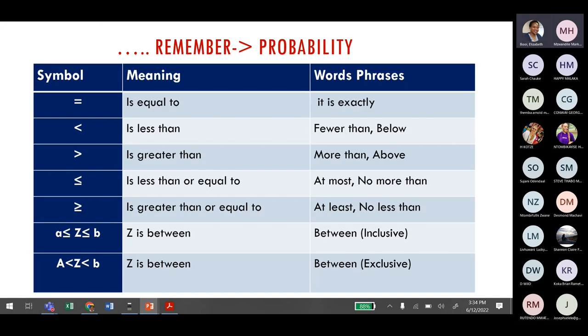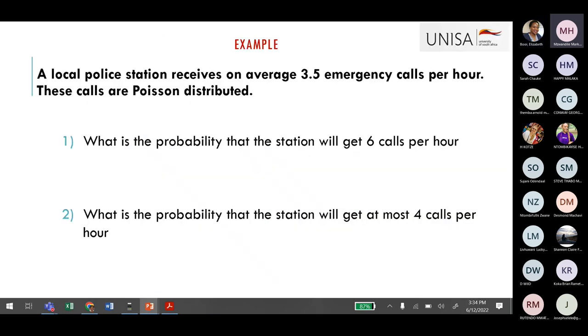Remember, always, when we calculate the probabilities, even for the Poisson, we are also going to be given the word problem sometimes. We need to be able to convert the word phrases into a mathematical symbol, so that we can answer the question, whether we want to calculate greater than or equal, or less than or equal, or between, and so forth. So this is very important as well. So let's look at an example.